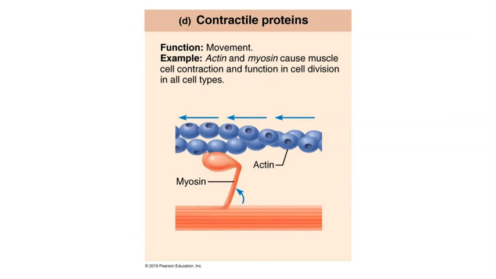In muscles, we see that certain proteins like actin and myosin function in contraction. That is, they generate a pulling force, and the muscle shortens to generate movement of the body.